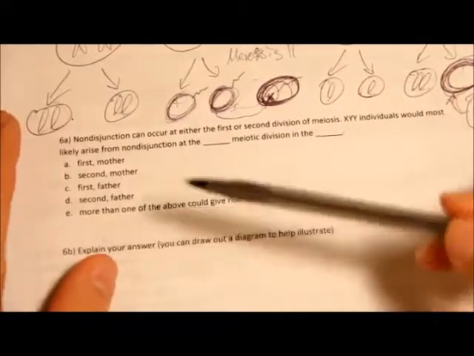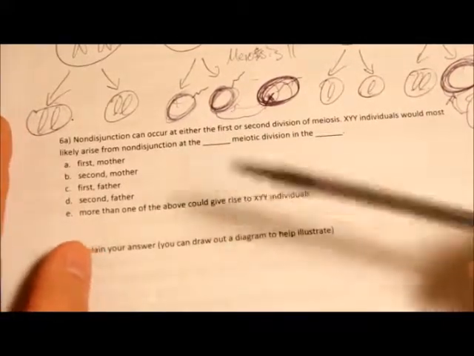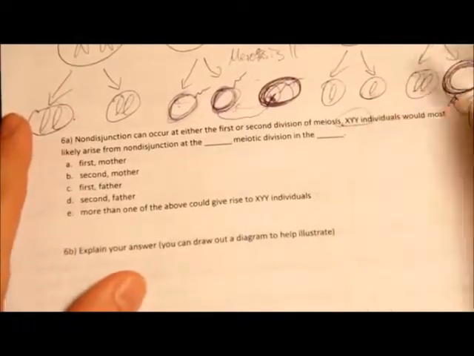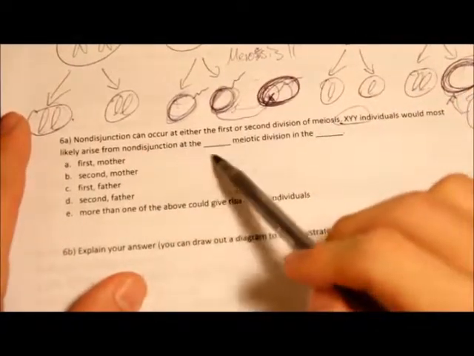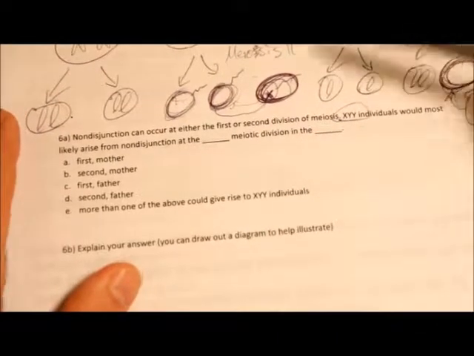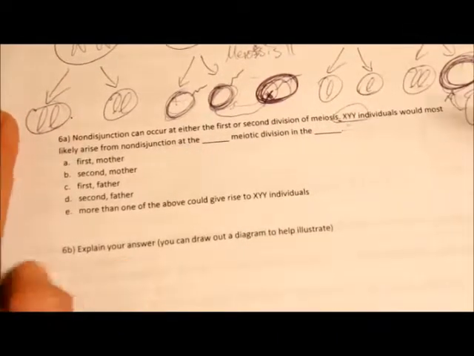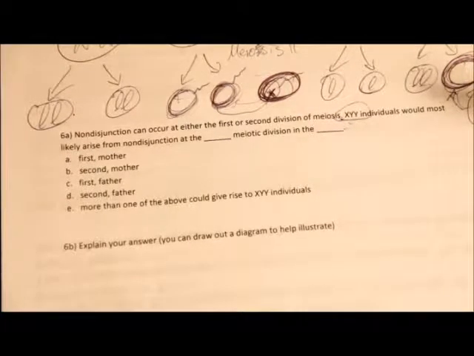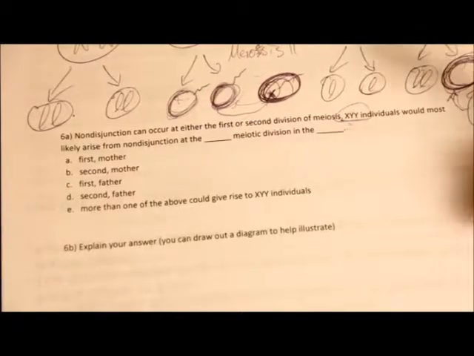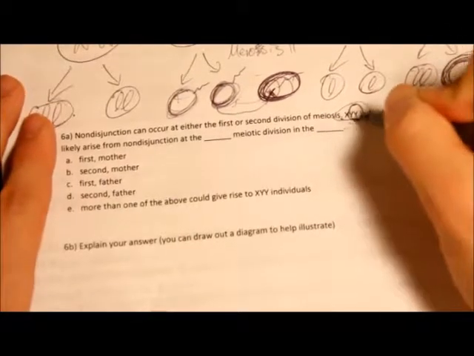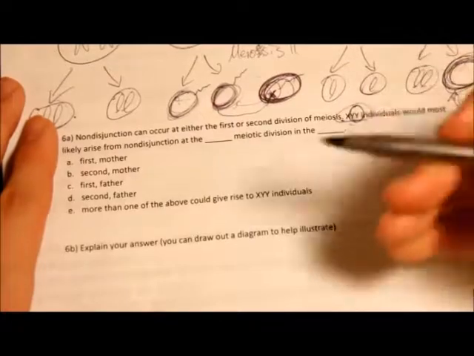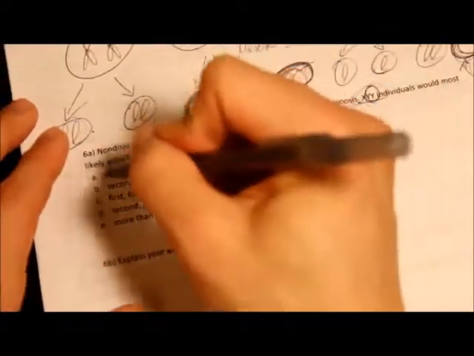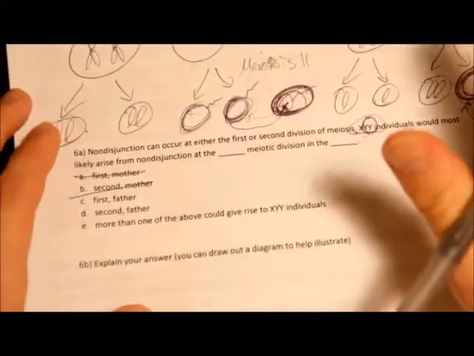Alright, non-disjunction could occur in the first or second division of meiosis. XYY individuals would most likely arise from the non-disjunction at which meiotic division, in which parent? So what we're looking for here is the XYY individual. We have to, again, look at non-disjunction. And for a cell to contain a Y chromosome, it must come from the father. So we know that the father is involved. So we can discount the mother. The mother provides no Y chromosomes at all.